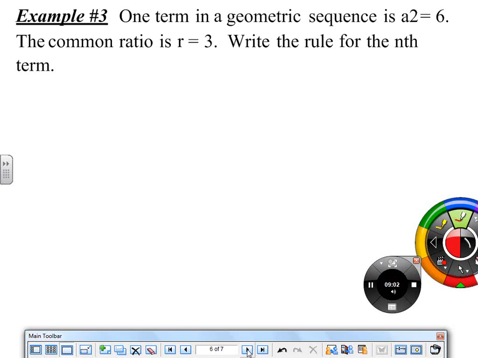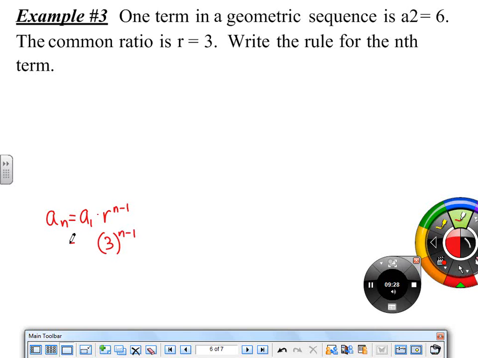All right. The next problem says that one term in a geometric sequence is A2, which is 6, and the common ratio is 3. Write a rule for the nth term. Okay? So I'm just going to keep in mind what our rule is. So our goal is to get a form of this, so to know the ratio and to know the first term. Now, we know the ratio is 3, because they gave that to us in the problem.